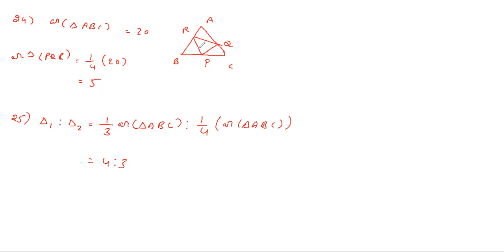4:3. Midpoints give the same 4 equal parts. If you consider the centroid and any 2 vertices, this is total area by 3. So the ratio is 4:3.